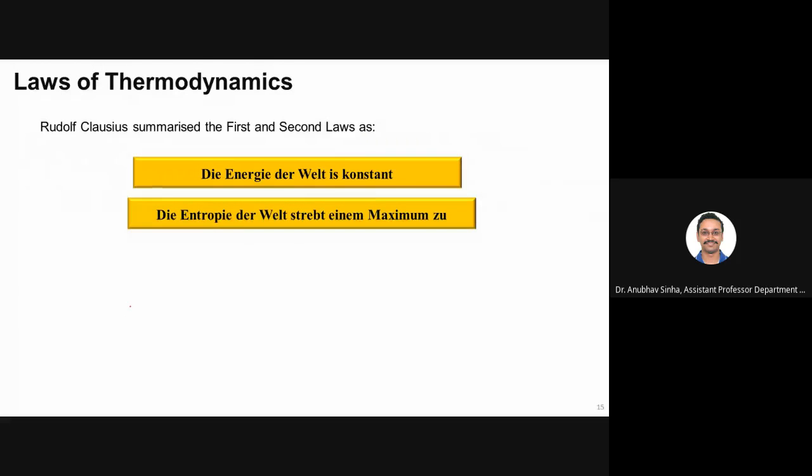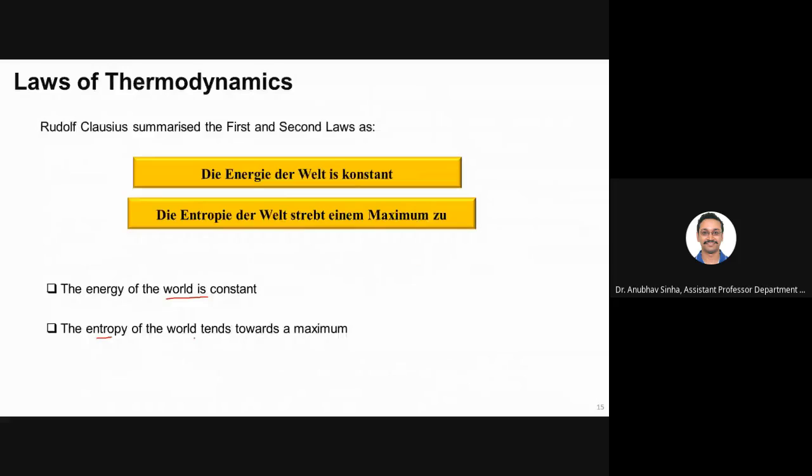So Rudolf Clausius was one of the founding figures in thermodynamics. He summarized the first and the second law in German, so let us look at the English interpretation. What he said was that the energy of the world is constant. This is which law? First or second? First law of thermodynamics. The second law can be summarized as the entropy of the world tends towards a maximum.